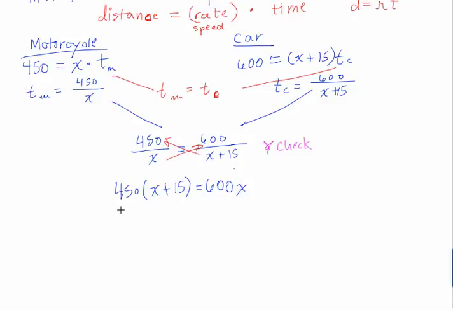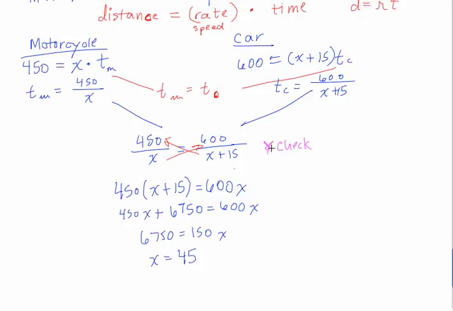And now solving, we get 450x plus 450 times 15. Do that on your calculator. 450 times 15 is 6750. That equals 600x. Subtracting 450x from both sides, we have 6750 equals 150x. And dividing both sides by 150 gives us 45. Therefore, x is 45.